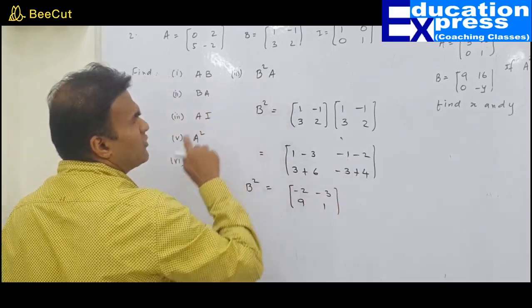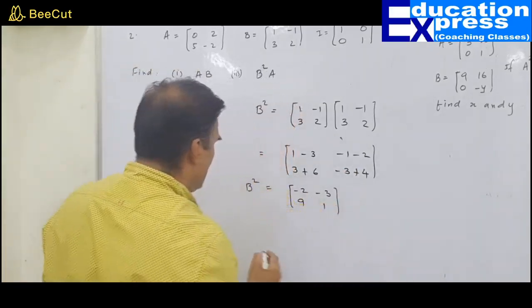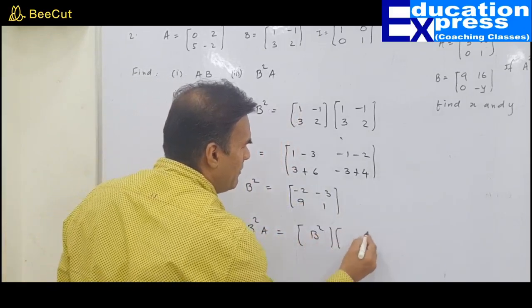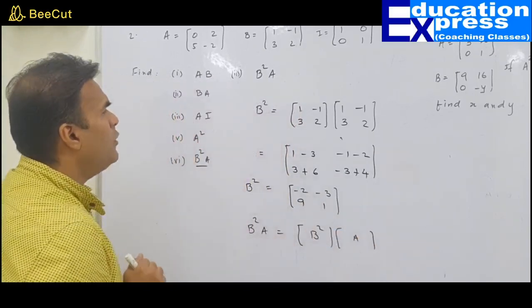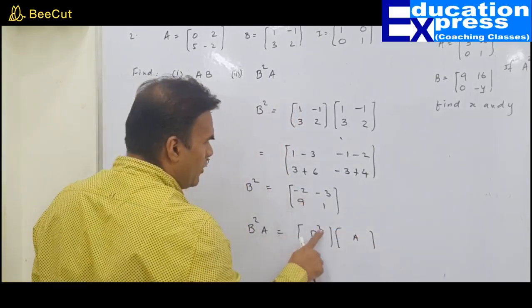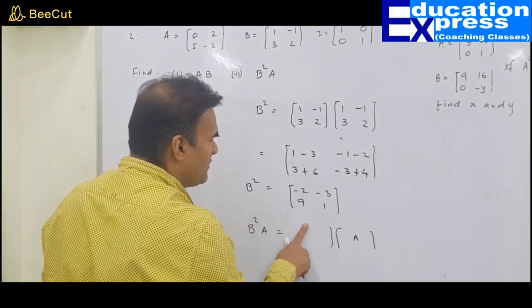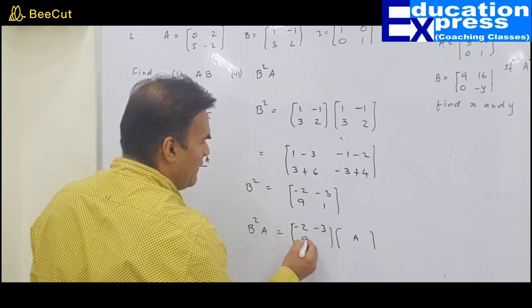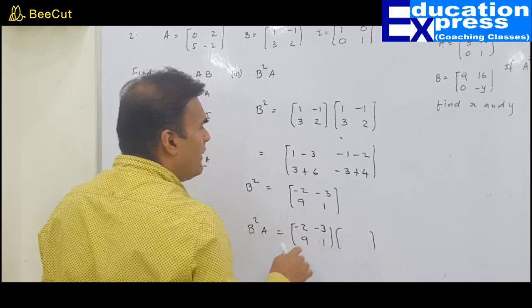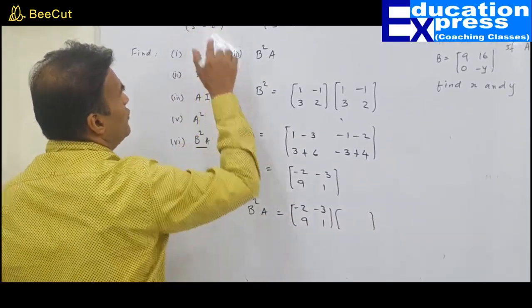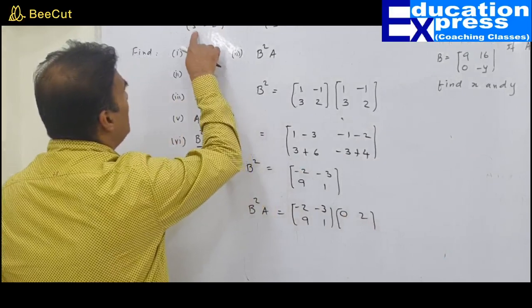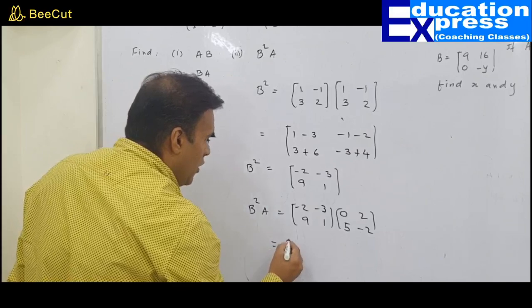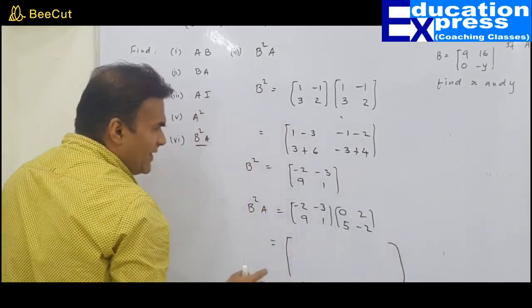What we have to find? B square A. What do we do? Sir, B square A would be: put the matrix B square and put the matrix A. Do you have the value of matrix B square? Yes sir, we just found out. So let us substitute the value of matrix B square, and how much is that? Minus 2, minus 3, 9 and 1. Do you have the value of matrix A? Of course sir. 0, 2, 5 and minus 2. If you see now, multiplication becomes very simple.